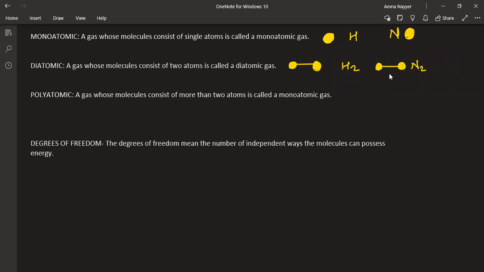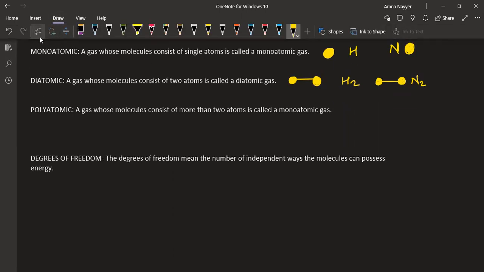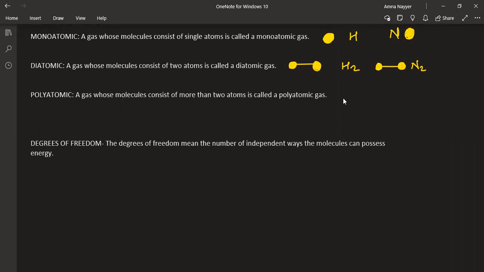If there are more than two atoms, then we call it polyatomic. Like if I take one hydrogen, one oxygen, one hydrogen, so HHO, that becomes H2O. So this is clear: monoatomic, diatomic, polyatomic. By the name you can understand.